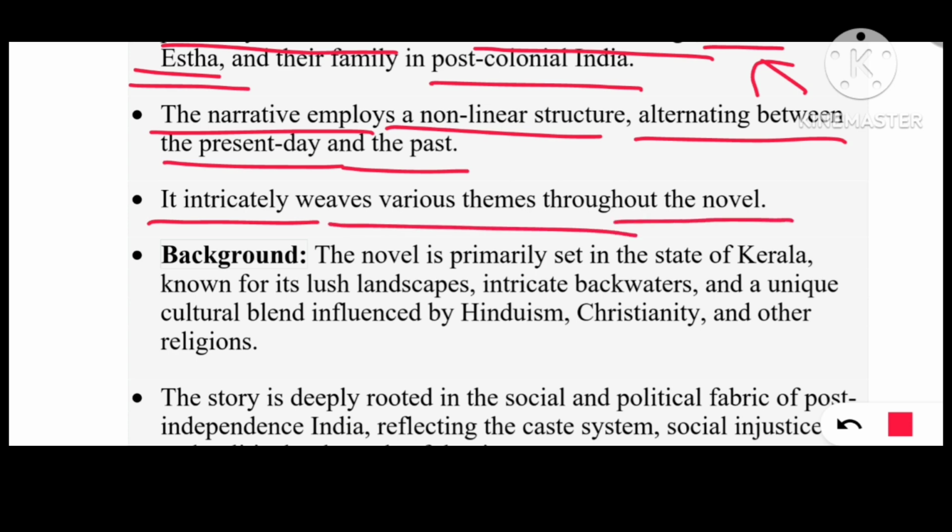Now, there are so many themes that we are going to discuss after the background discussion. Okay, what are they? Please keep screenshots or make notes somewhere. Background. The novel is primarily set in the state of Kerala, and it is known for its lush landscape, greenery, intricate backwaters. Now see, nature involves all these things, and we need to appreciate that whenever we are depressed, it is nature which heals us.